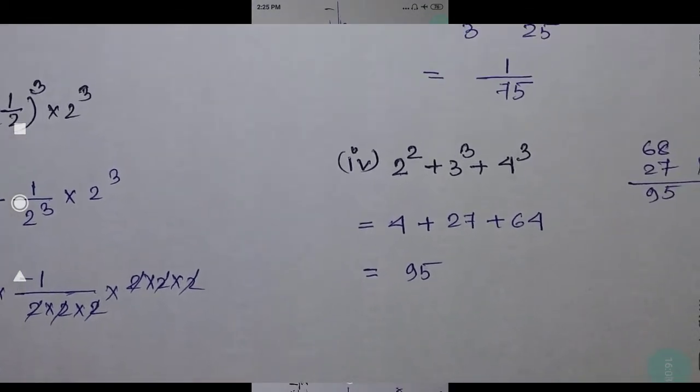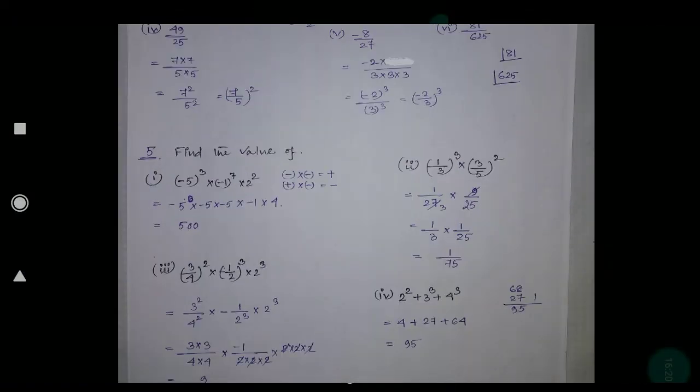Now question number 4 is very easy. 2 square means 4, 3 cube means 27, 4 cube means 64 after the addition. Okay. Now see question number 6.